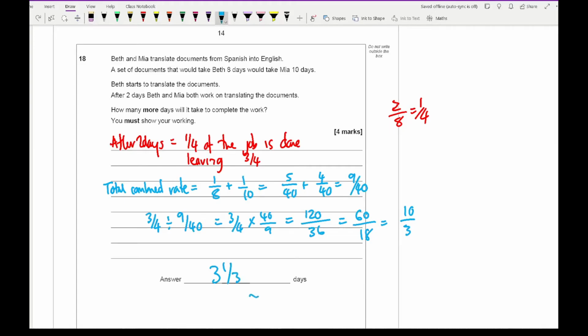Or they probably, I would say that they probably allow 4 days, because obviously if you're just counting whole days to the nearest day.